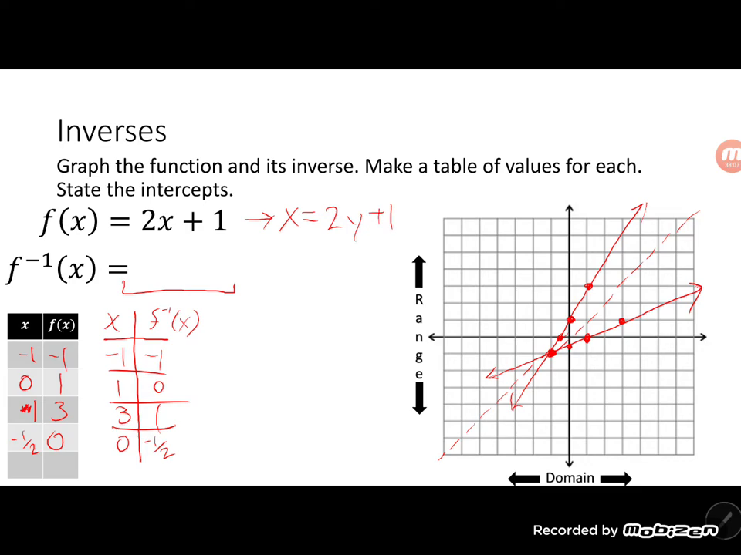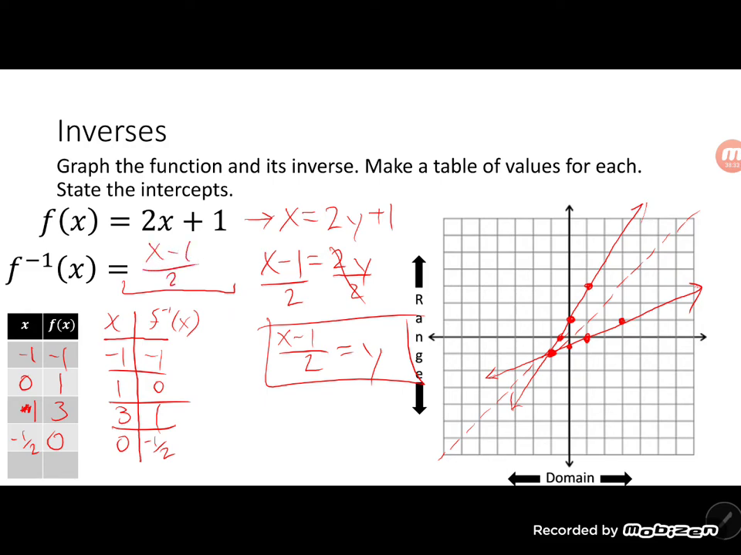Now you took the inverse, and you need to solve for y. So this would be x minus 1 equals 2y. We subtracted 1 from both sides. We divide both sides by 2. Those would cancel, and we get (x minus 1) divided by 2 equals y. Okay, that's our inverse equation. We'll go ahead and write it right here. And bada boom, bada bing, we're done.